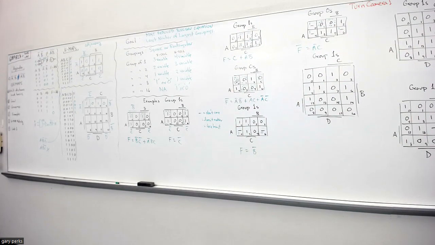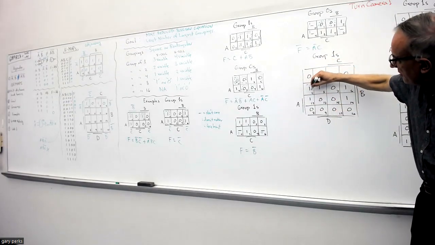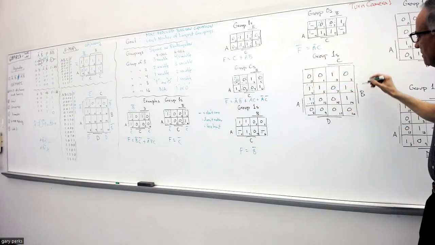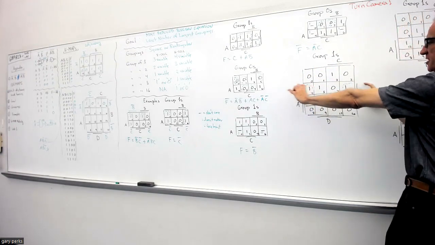It can't be groups of 8 because we only have 5 ones. Do we have a group of 4? Yeah, we do, because remember, edges touch. So you see, I can group 4 and the 12, the 6 and the 14. This is a 4 grouping, but again, edges touch.